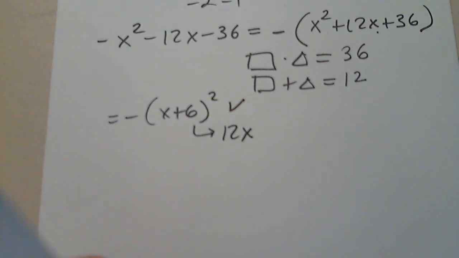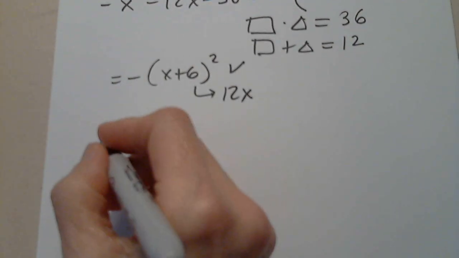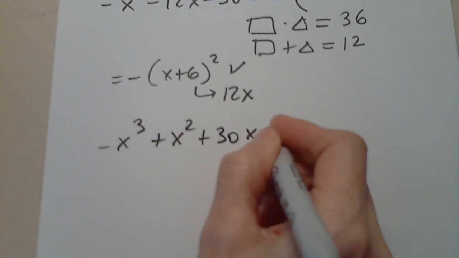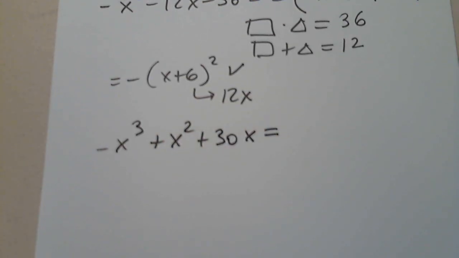Good. One more problem we selected here. This is -x to the third plus x squared plus 30x. Let's work on this problem for a minute, and then we move on to the next practice section.